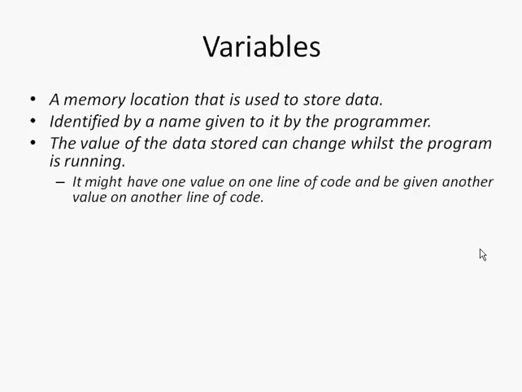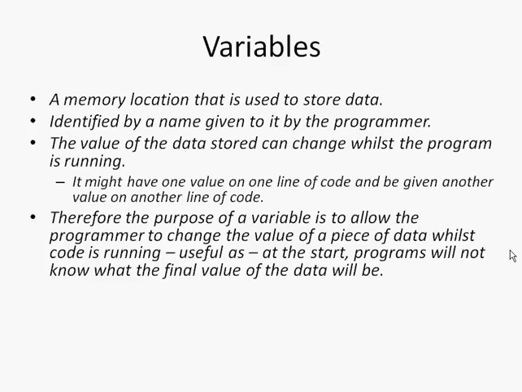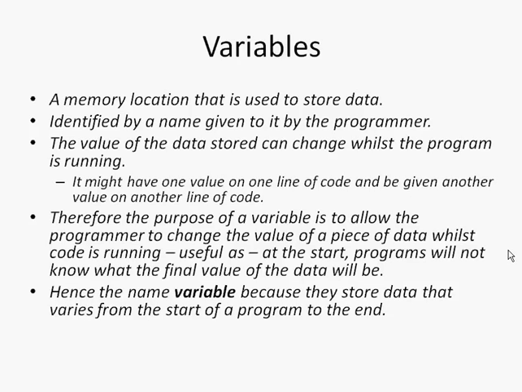It might have one value on one line of code and then be given another value on another line of code, and so on and so forth. Therefore, the purpose of a variable is to allow the programmer to change the value of a piece of data whilst code is running. This is really useful, as at the start of programs they will not know what the final value of the data will need to be. Hence the name variable, because they store data that varies from the start of the program to the end.